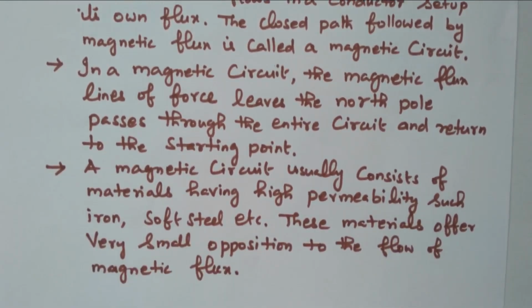A magnetic circuit usually consists of magnetic material having high permeability, such as iron or soft steel, because these materials offer very small opposition to the flow of magnetic flux. So magnetic materials with high permeability are normally used, such as iron or soft steel, because they offer very small opposition to the flow of magnetic flux. So this is nothing but a magnetic circuit. Now we will go to the definitions.